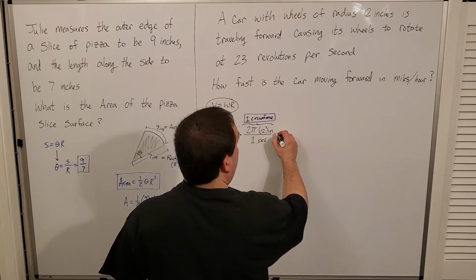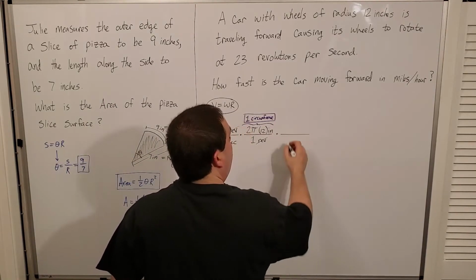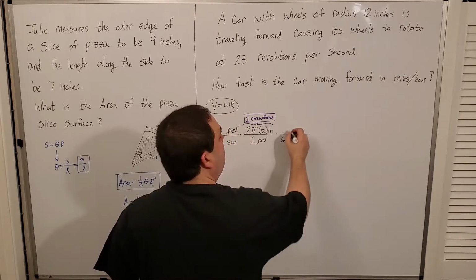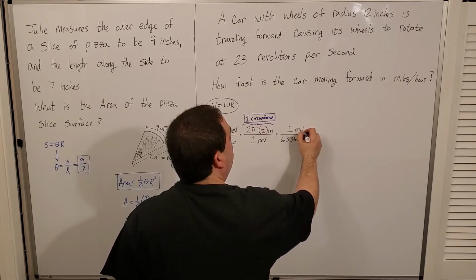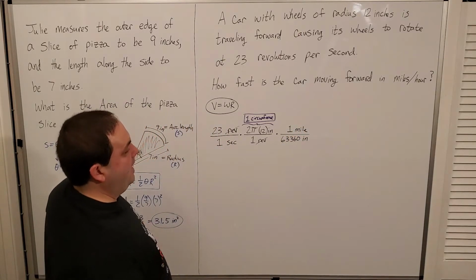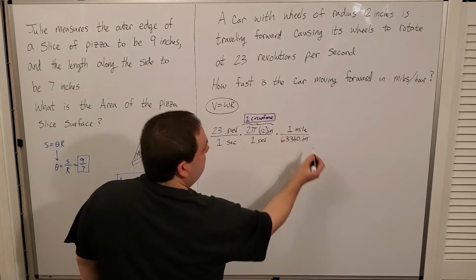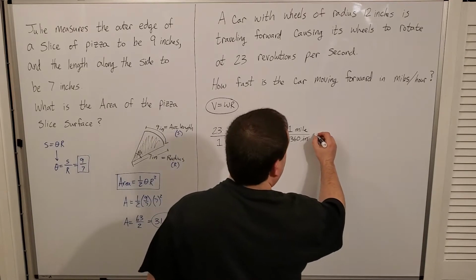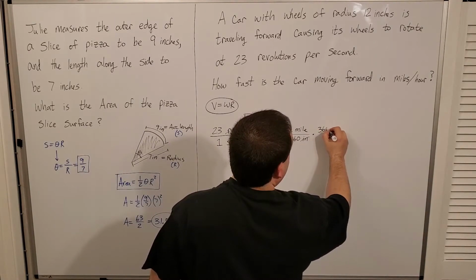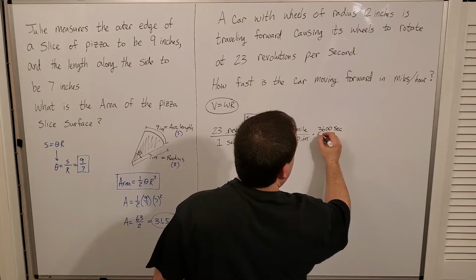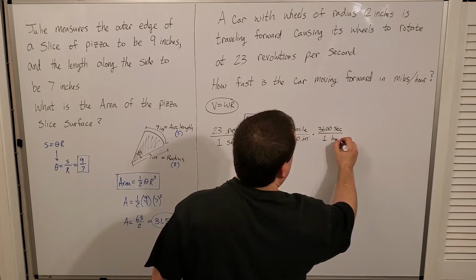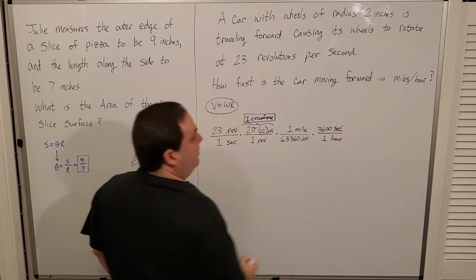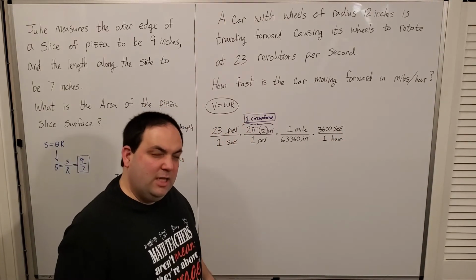Okay, so a couple more multiplications. There are 63,360 inches in 1 mile. Now I've gotten rid of the inches. And seconds, I have 3,600 seconds is equal to 1 hour. Notice now there's a second in the bottom and a seconds in the top. And I'm very strategically placing these things.